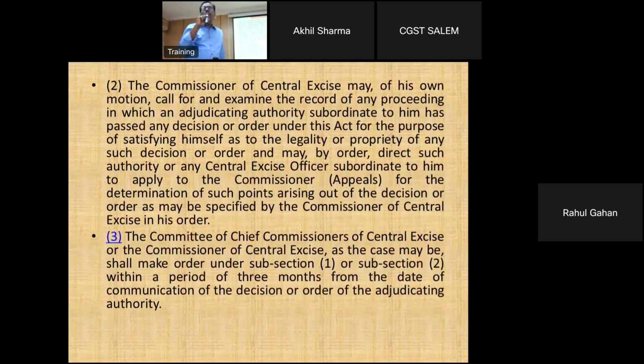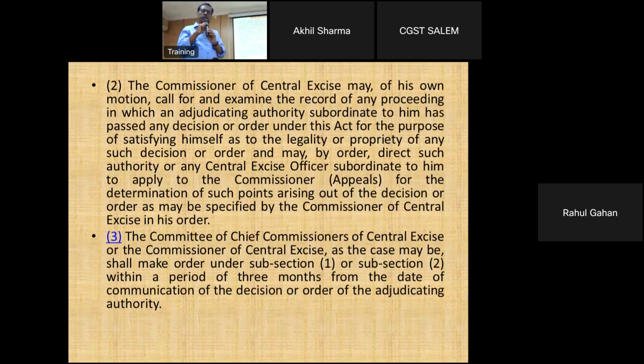If it is commissioner order, I told about GST: the AC order and the superior order will go to joint commissioner, and the joint commissioner order will go to commissioner. If it is a commissioner order in central excise and service tax, what will be the situation? Can you guess? What will be the situation? There is no commissioner appeals order. Since the commissioner is the highest, it will directly go to tribunal. There won't be any commissioner appeals for the commissioners.